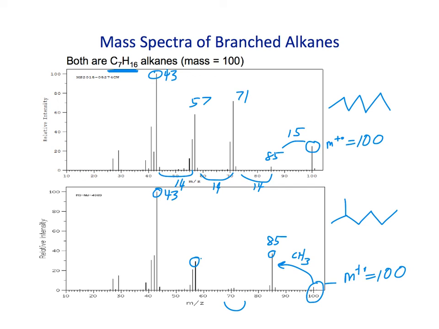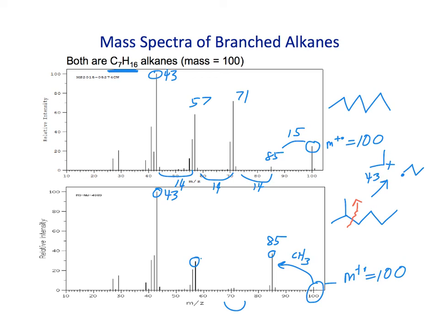So the big ion at 43 comes from cleavage right here, right? And the ion is going on this side. So that would be this secondary carbocation, plus this radical. So this is 43.